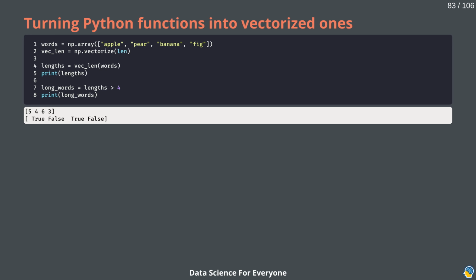We can take regular Python functions and convert them into vectorized ones using np.where. Let's say we have an array of words and we want to check which ones have more than 4 letters. If we try just length, it won't work because it checks the array itself, not each element. By wrapping length with np.where, we can create a version that checks each word individually. Now we can get the correct result, a new array with true or false values for each word.